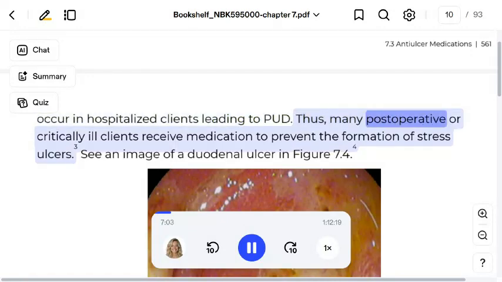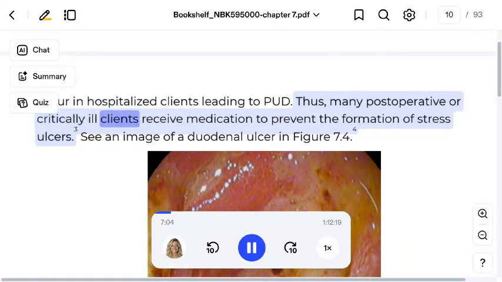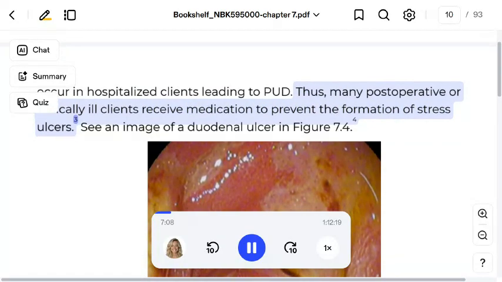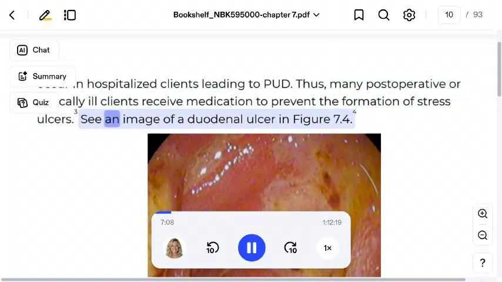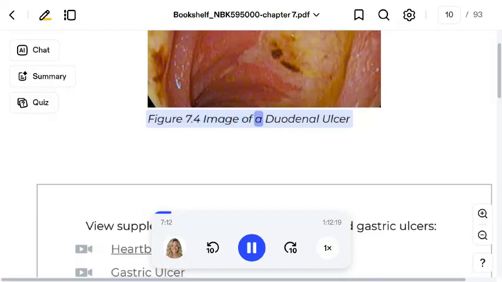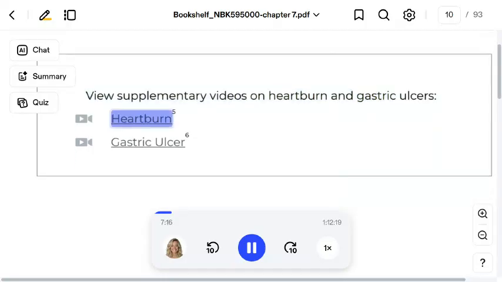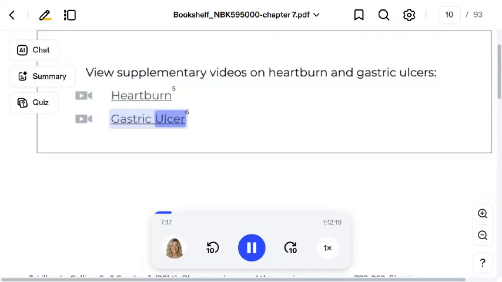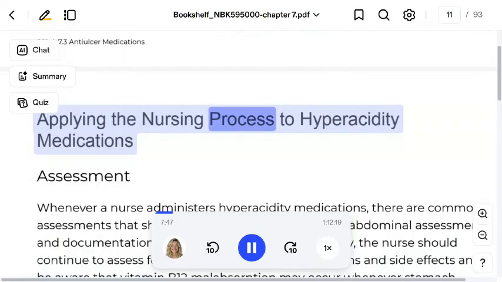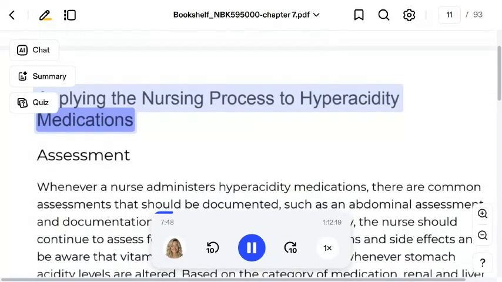Thus, many postoperative or critically ill clients receive medication to prevent the formation of stress ulcers. See an image of a duodenal ulcer in Figure 7.4. Figure 7.4: Image of a duodenal ulcer. View supplementary videos on heartburn and gastric ulcers. Applying the nursing process to hyperacidity medications.